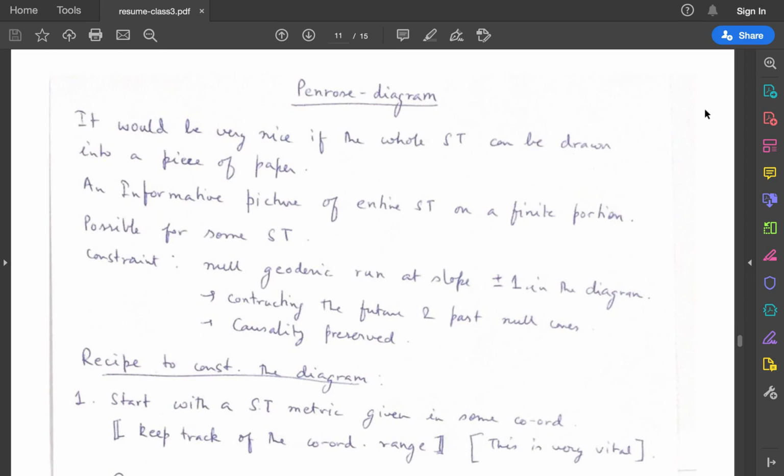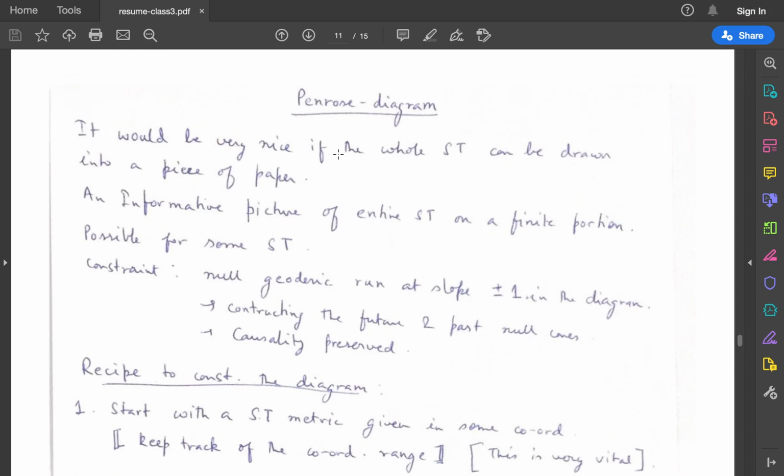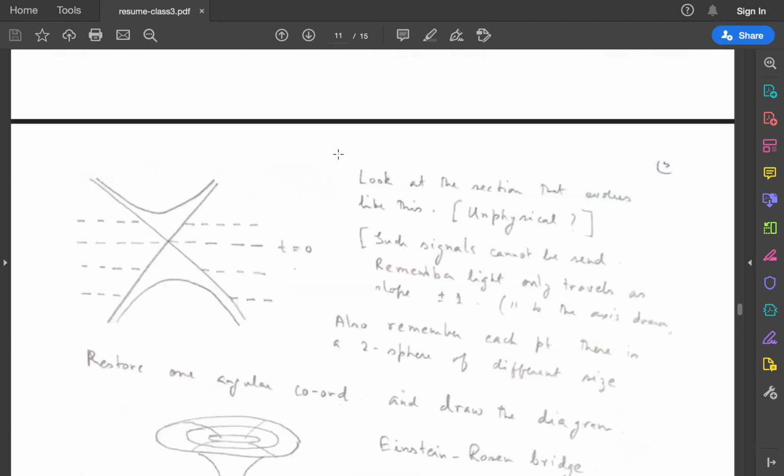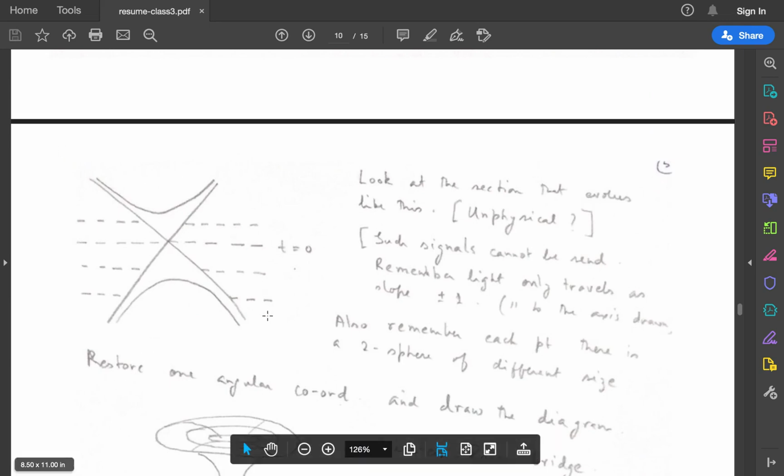Now let us go to what is known as the Penrose diagram. What are Penrose diagrams? It would be very nice if the whole spacetime can be drawn on a piece of paper. See, still in the Kruskal diagram, we have not been able to draw the whole spacetime on a piece of paper. Why? Because this was going here, where it stopped, we don't know.